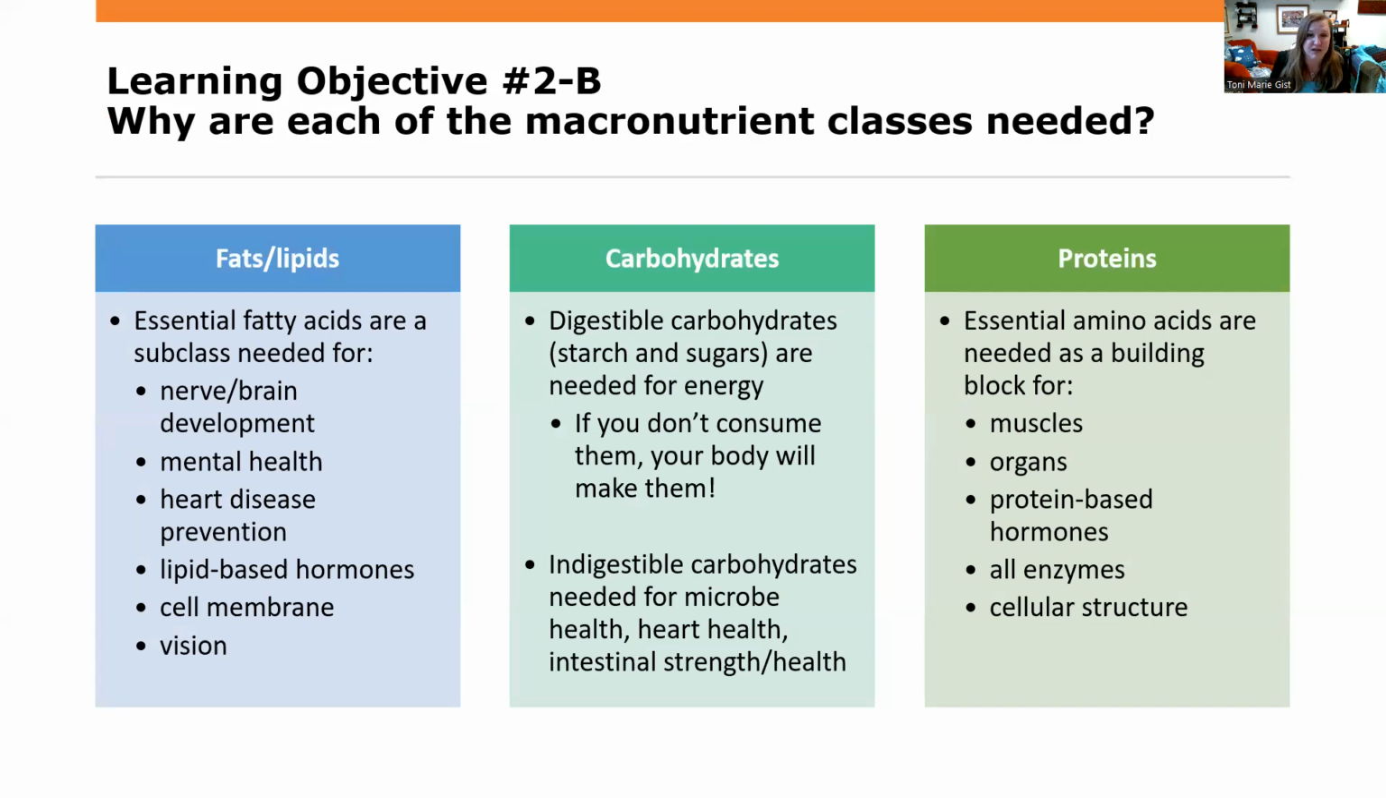As we move on to the carbohydrates, we've got digestible carbohydrates like our starches and our sugars that are needed for energy. In fact, if you don't consume enough digestible carbohydrates, your body will actually, no joke, take protein from your diet or even protein from your muscles and make carbohydrates to maintain your blood glucose levels. Glucose is a specific example of a carbohydrate. So with that, make sure that you are consuming things like vegetables, fruits, whole grains that are rich in these healthful carbohydrates that are going to allow your body to do what it needs to do as efficiently and as effectively as possible.